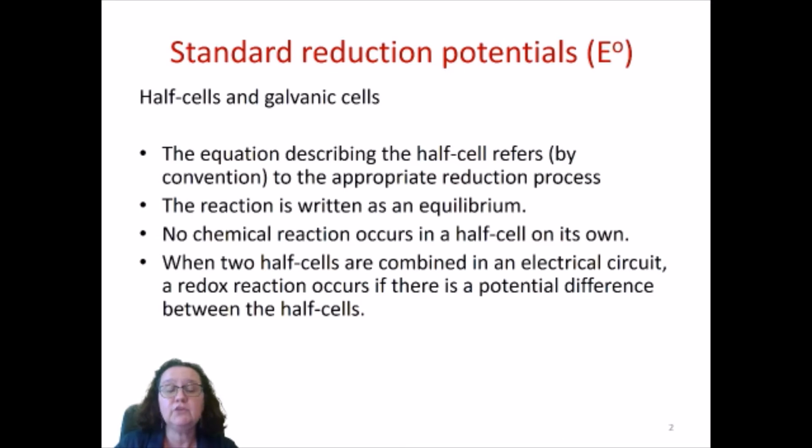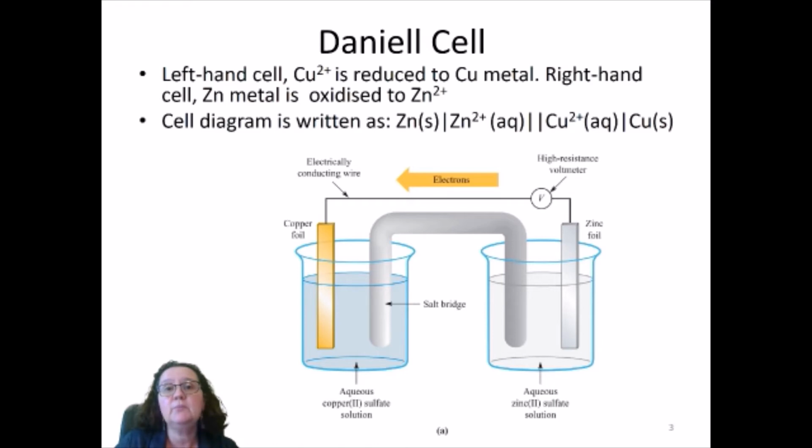When you combine those two half cells, that reduction and that oxidation, in an electrical circuit, the redox reaction will happen if there's a potential difference between those half cells, and that is when you will obtain a galvanic cell, a cell which will produce an electric current. The typical example of a galvanic cell is a Daniell cell.